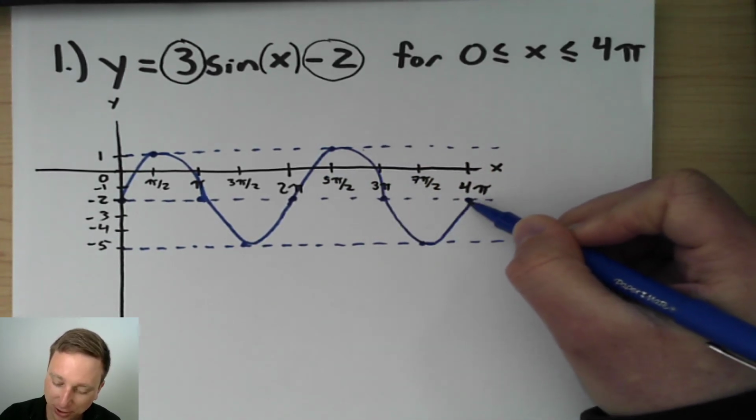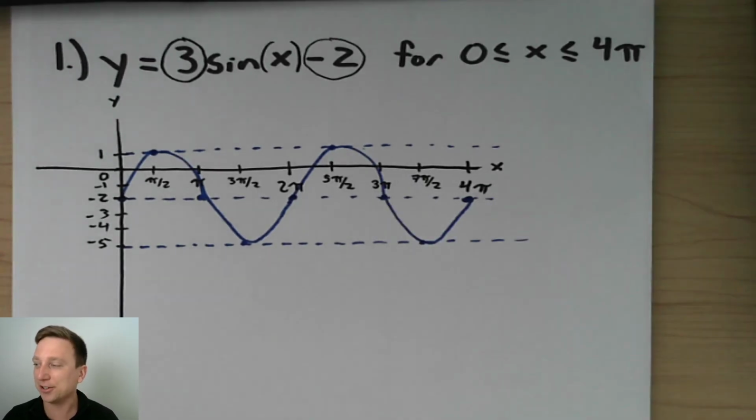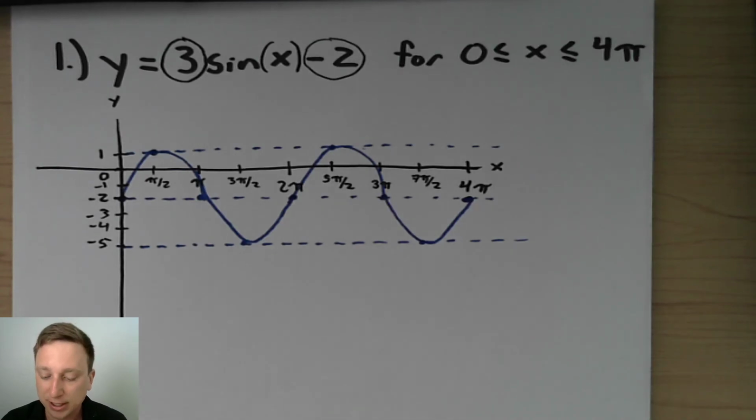Again, it's early, I guess. I haven't had enough coffee. My lines are a little funky, but that's okay. Or my curves, I should say, are a little funky. So that's how we can plot 3 sine x minus 2.